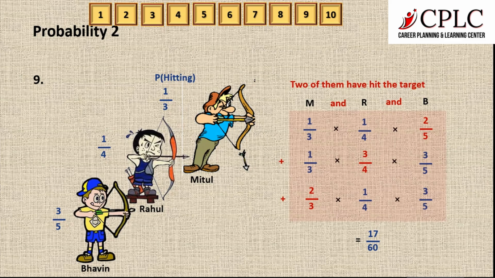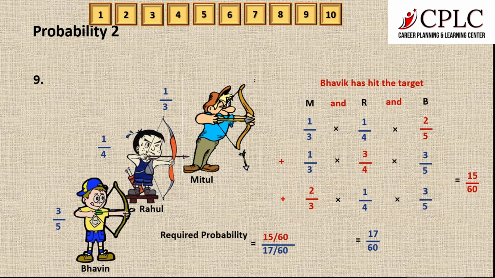But the favorable outcome was that of the two people that are hitting the target, Bhavin is one of them. So Bhavin should be part of the two people that are hitting the target. That is your favorable outcome. It means the first scenario, where Bhavin is missing the target, will not count, and the other two will. Scenarios number 2 and 3 are your favorable outcome, where Bhavin is part of the two people hitting the target. Just add those scenarios, that is 9 by 60 plus 6 by 60, which is 15 by 60. So your favorable outcome is 15 by 60 and the sample space is 17 by 60. Probability is favorable outcome upon sample space, 15 by 60 upon 17 by 60. The 60s cancel. Answer is 15 by 17, option 1.